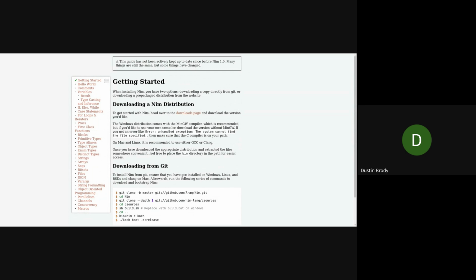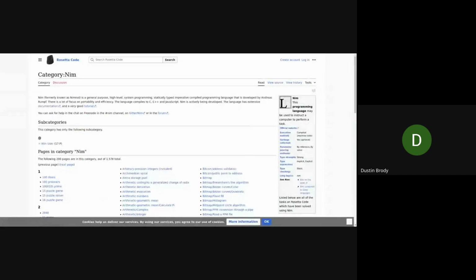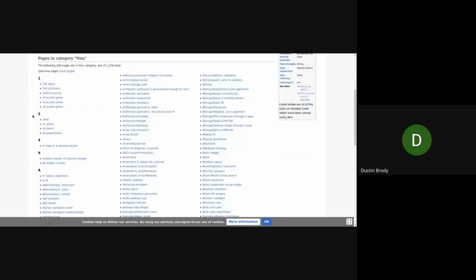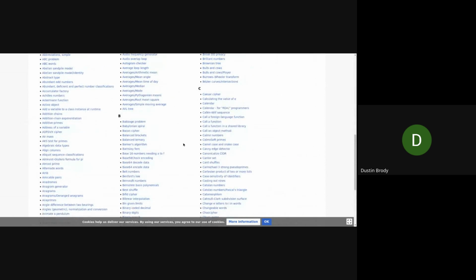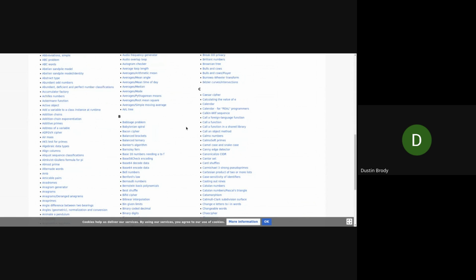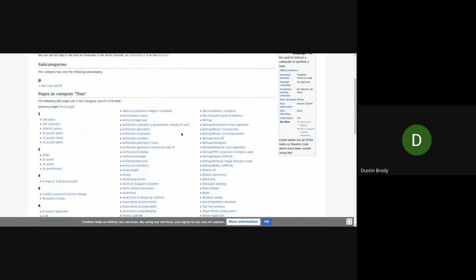It has extensive Nim examples, and I will switch over. Okay, here, right? So there's lots and lots of Nim examples, and whatever it is you're looking at, you can get a sense of that. All right, so that's Nim.